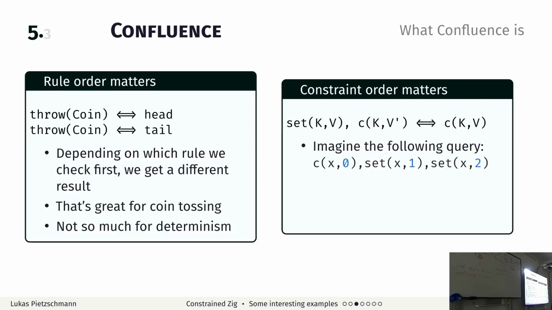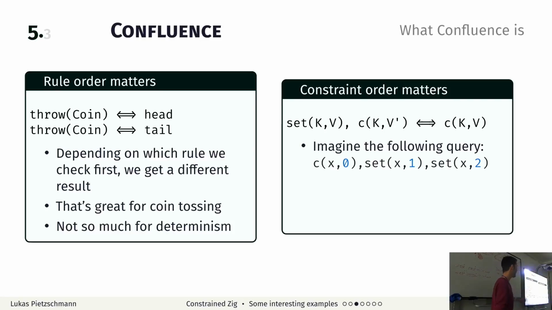Now imagine the following query. We have one cell containing 0 for x, and now we want to set x first to 1, and then the second time we want to set x to 2. Now the rule order does not matter since there's only one rule, but it matters in what order we execute the constraints. So if we start from behind, then 1 would be the final value contained inside of the cell. But if we start from the beginning, then 2 would be the final value inside the cell. And that's also bad for determinism.